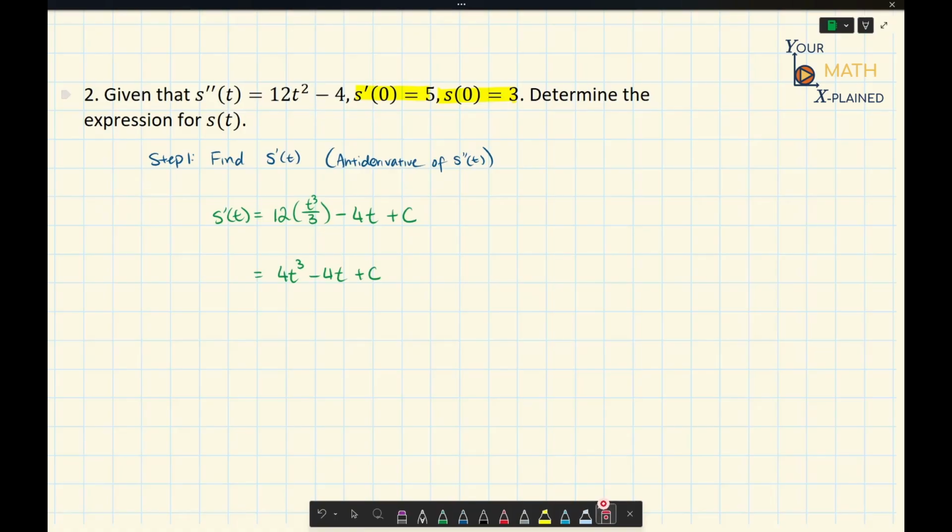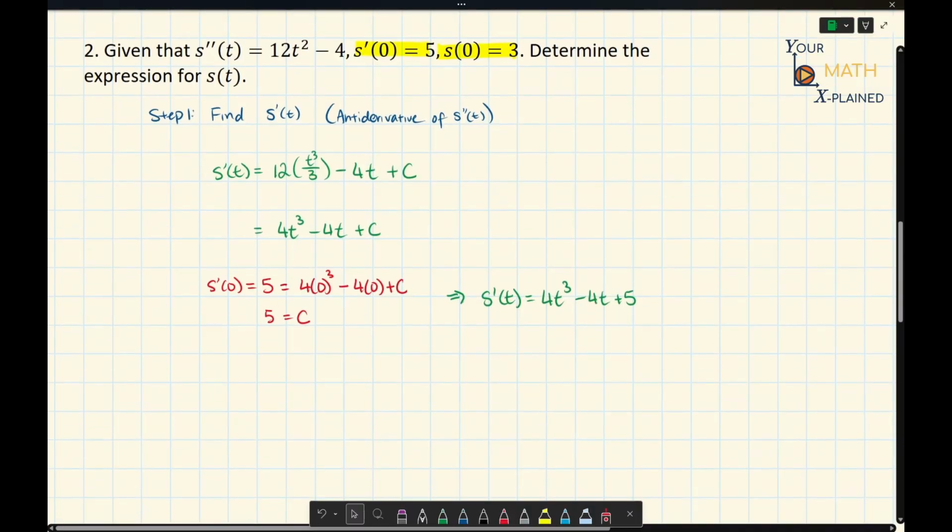But since we know that s prime of 0 is equal to 5, we can go ahead and plug that in. So we get s prime of 0 is equal to 5, which is equal to 4 times 0 cubed minus 4 times 0 plus C. And this tells us that C is equal to 5. So therefore, we have s prime of t is equal to 4t cubed minus 4t plus 5.